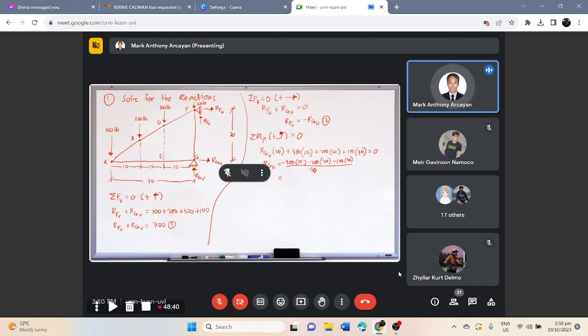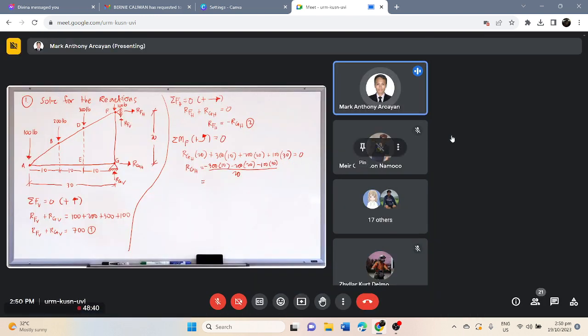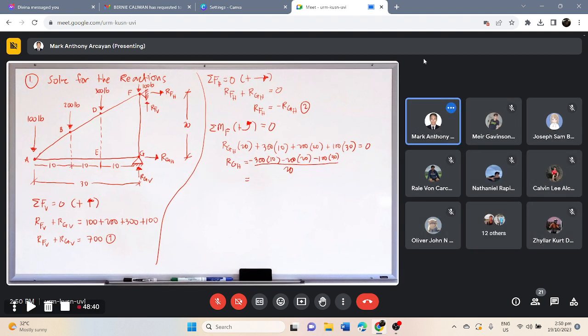Okay, we input it in the calculator: negative 300 times 10 minus 200 times 20 minus 100 times 30 over 20. This is equal to negative 500 pounds. Understand that it exerts an opposite force, so instead of to the right, it points to the left.